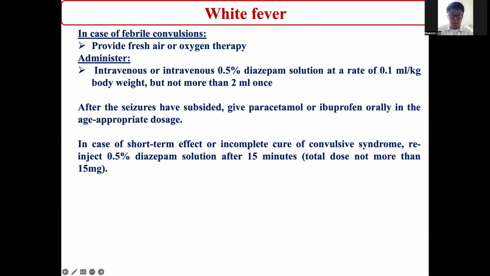In the case of febrile convulsions, we need to provide fresh air or oxygen therapy and administer intravenous diazepam solution at the rate of 0.1 milliliter per kilogram body weight, but no more than 2 milliliters at once.